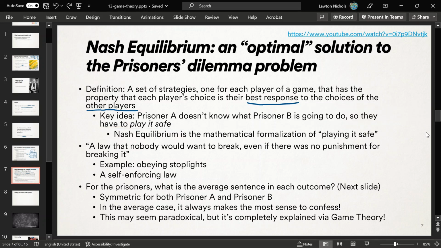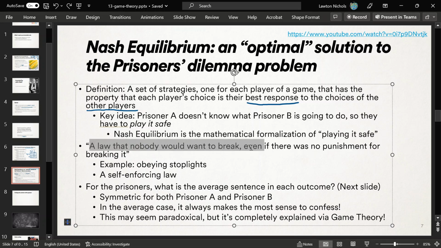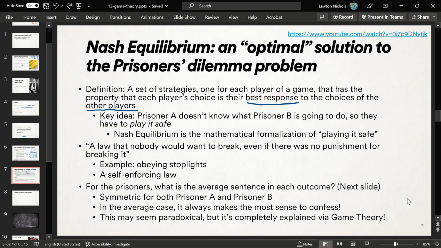All right, that's interesting. And so another way to explain what a Nash equilibrium is, if that's not enough, here's a good quote that I found on the internet. A Nash equilibrium is a law that nobody would want to break, even if there was no punishment for breaking it. It's what you would want to do, regardless of what anybody else would do. It's like you're playing it safe. So a good example of a Nash equilibrium is, like, everybody obeys stoplights. Everybody wants to obey a stoplight and stop when it's red, right?